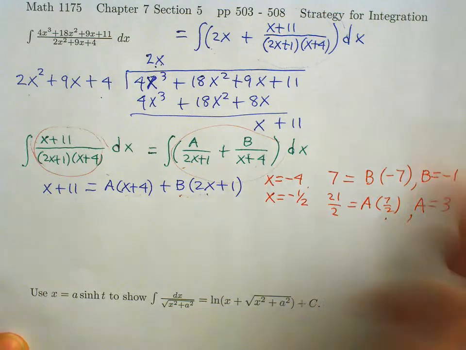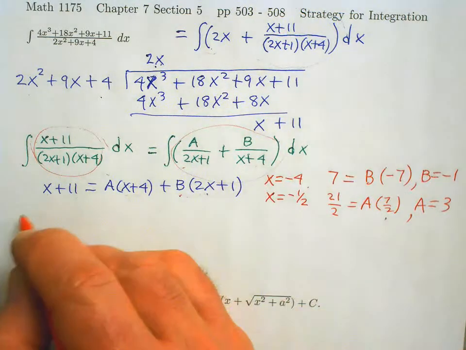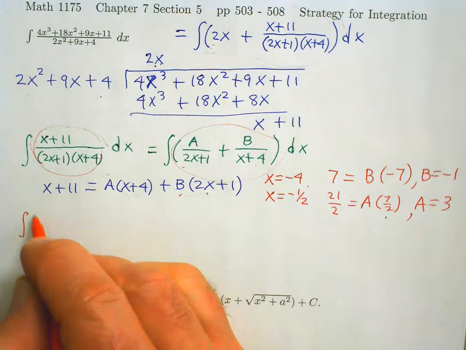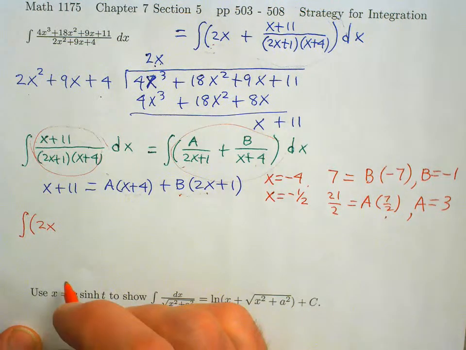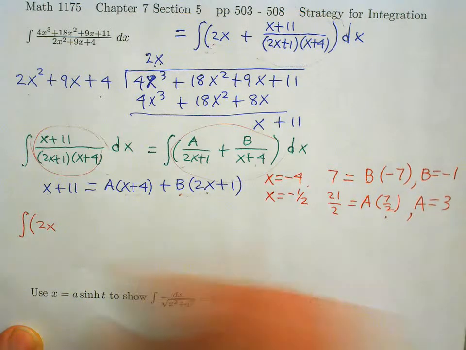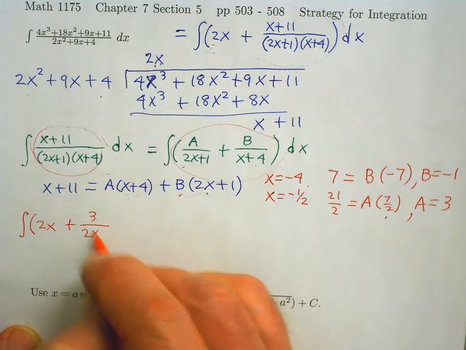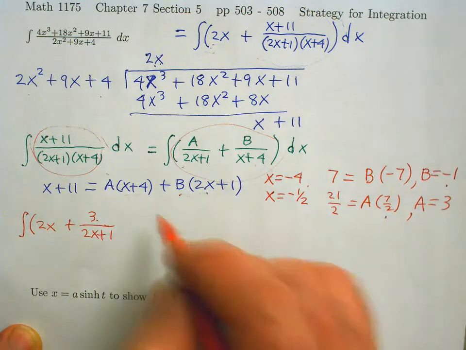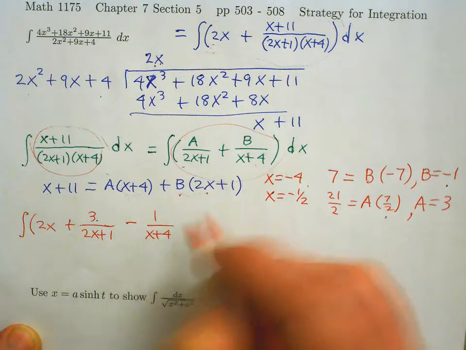Okay, so our original integral then, if I write it, including the 2x, we have the indefinite integral of 2x plus 3 over 2x plus 1, because a is 3. Since b is negative 1, we'll write this as minus 1 over x plus 4 dx.